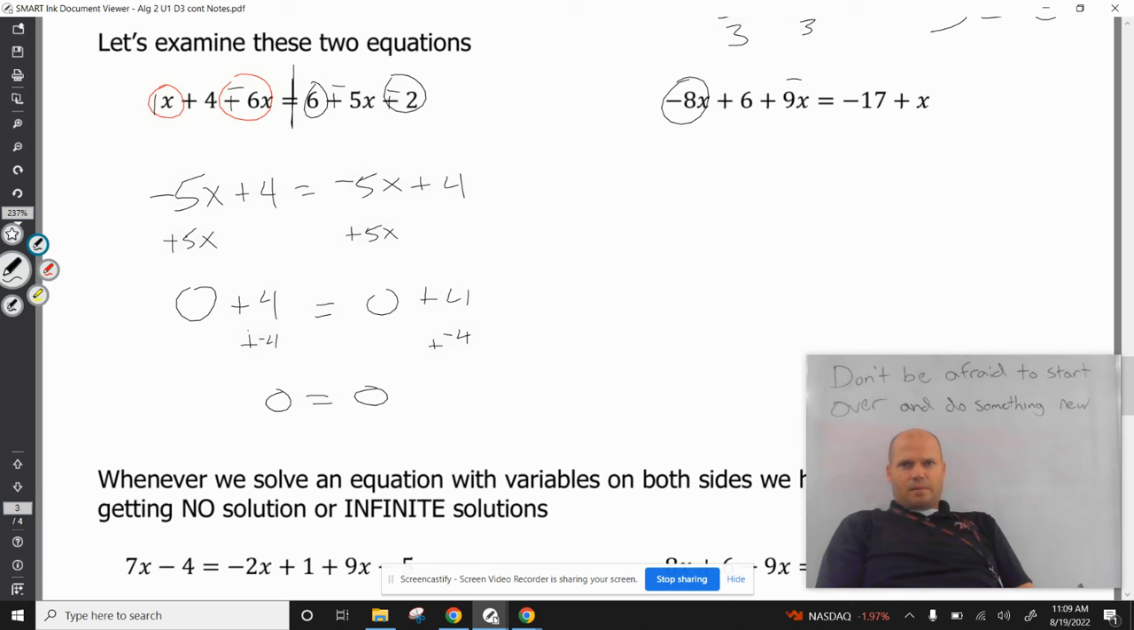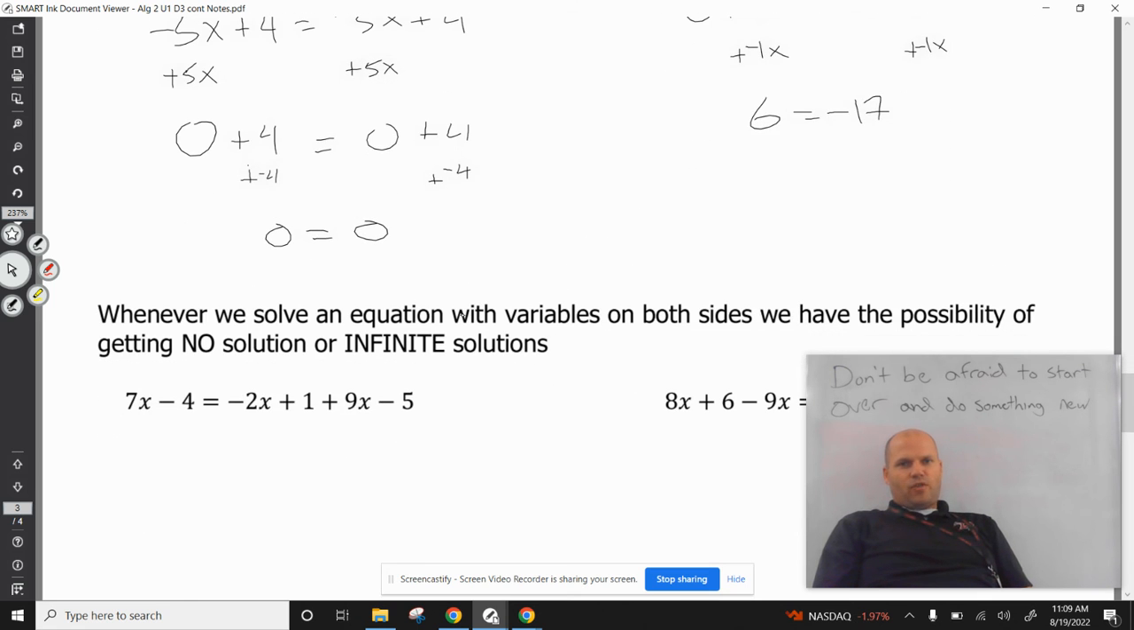Same side, combine. Wait, hold on. 6 equals negative 17? What? Yo, fam.